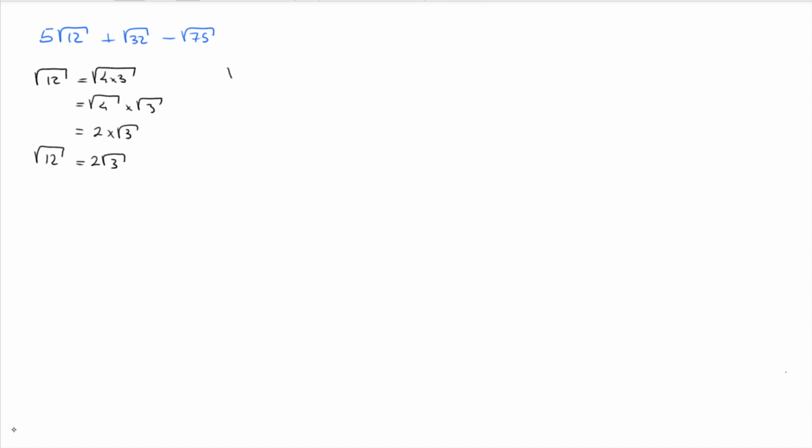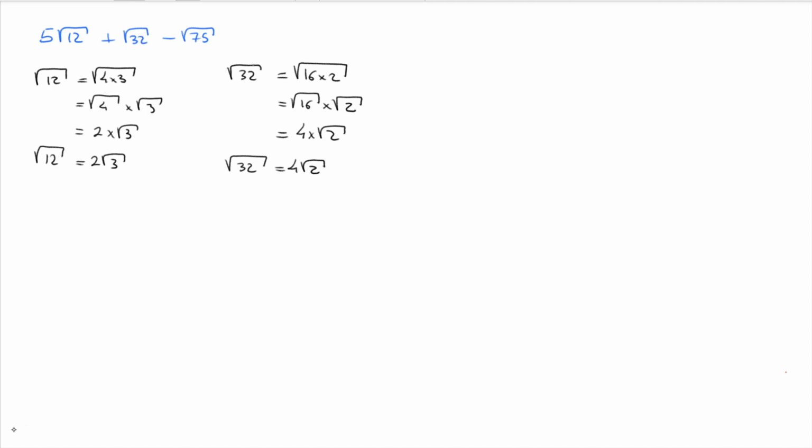We have the square root of 32. Well, that's equal to the square root of 16 times 2. That's equal to the square root of 16 times the square root of 2. And the square root of 16 is 4, so this is equal to 4 times the square root of 2. Finally, we can state that the square root of 32 is equal to 4 root 2.